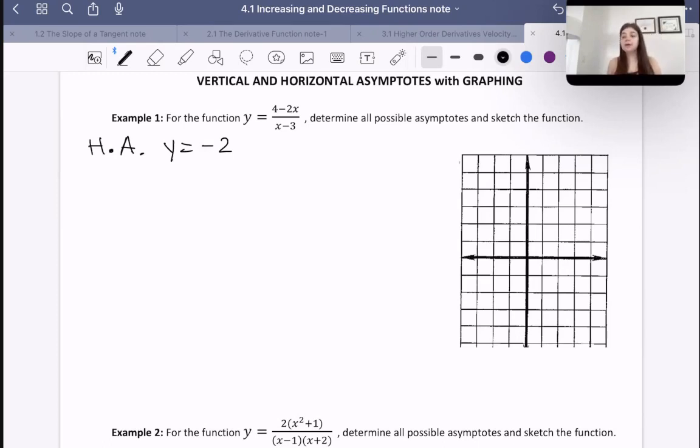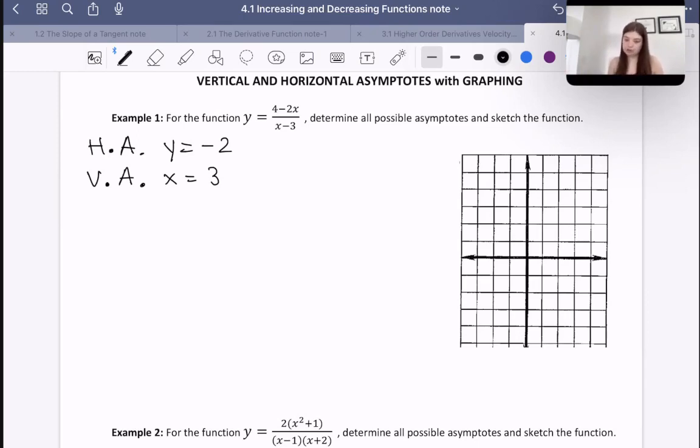Now, what about the vertical asymptote? Just a reminder, the vertical asymptotes occur when the denominator is 0. So when would the denominator be 0? When x equals 3. So there we go. If this was a question from our last day, we would be done now. We would say, there we go, we finished, we're going to move on. But now we actually have to graph this.